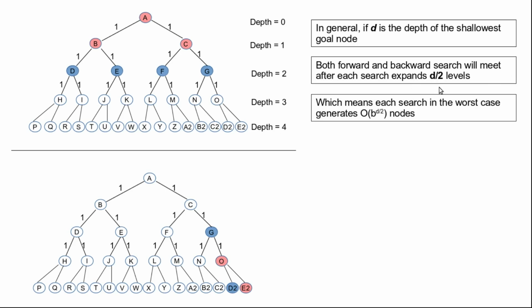And this means that each search in the worst case generates O(b^(d/2)) nodes, because we go only up to d/2 levels. As I already said, in depth 1 I will have only b nodes, in depth 2 I will have b squared nodes, and if I go up to level d divided by 2, I will have b to the power d/2 nodes.